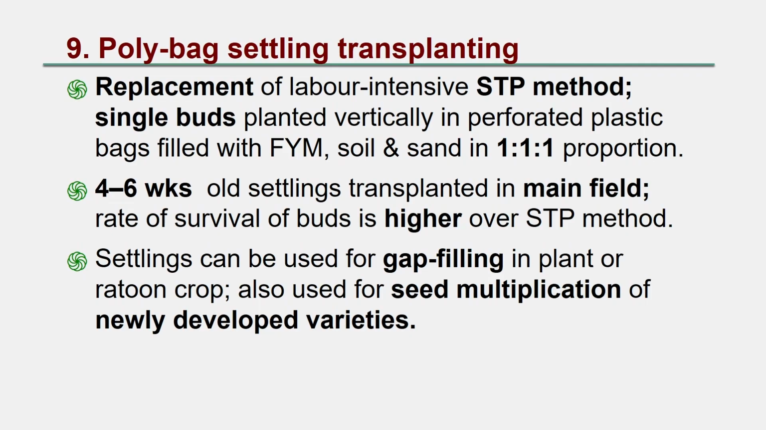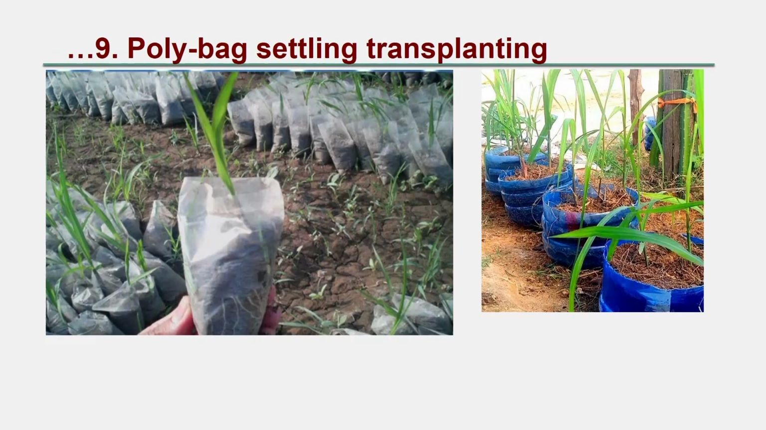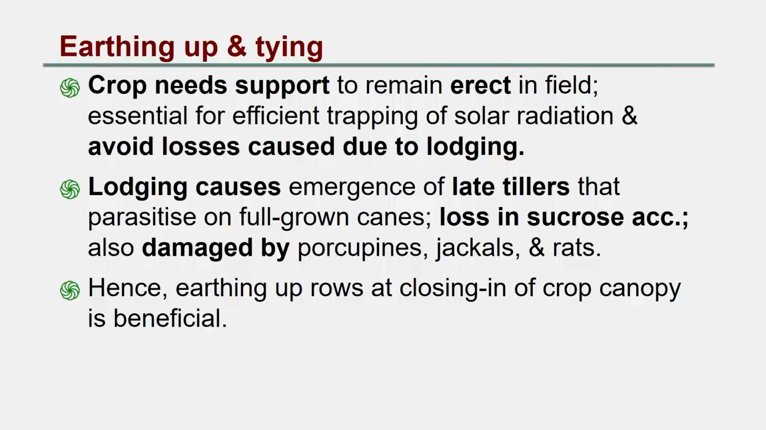Polybag settling transplanting, a replacement of labor intensive STP. So, here you can see they are raised in polythene and then they are transplanted. It is good for gap filling of ratoon crop. Now, see earthing up and tying up. These operations are very important.